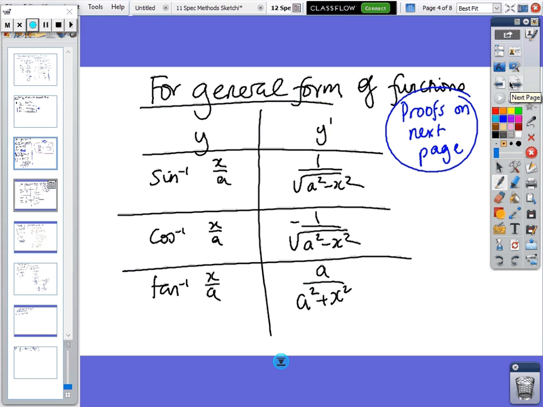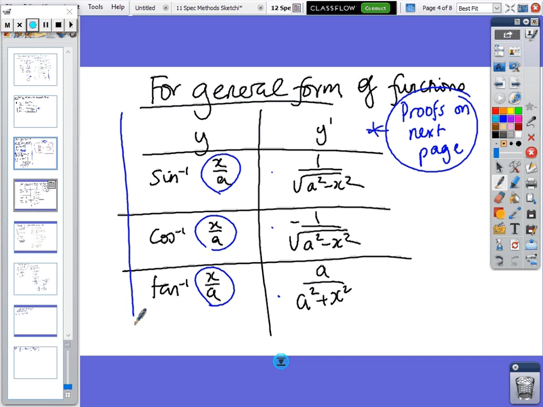Now, we don't always have simple functions, so there are these derivatives of these fractions which turn into these. I'm going to do the proof on the next page, but basically if you just copy that down, that's what we're going to be using, but I will do the proofs for sine and I'll do the proof for tan on the next page. So copy that and come across when you're ready.